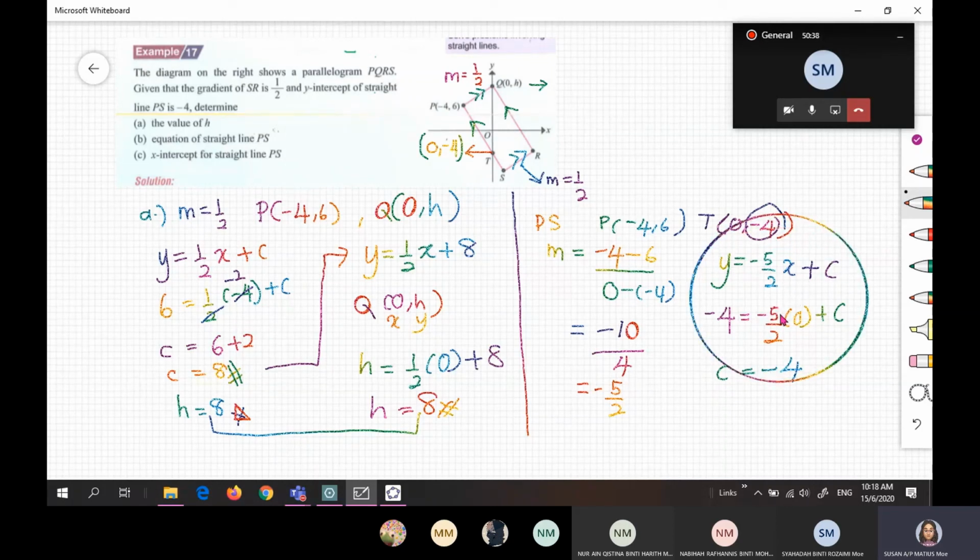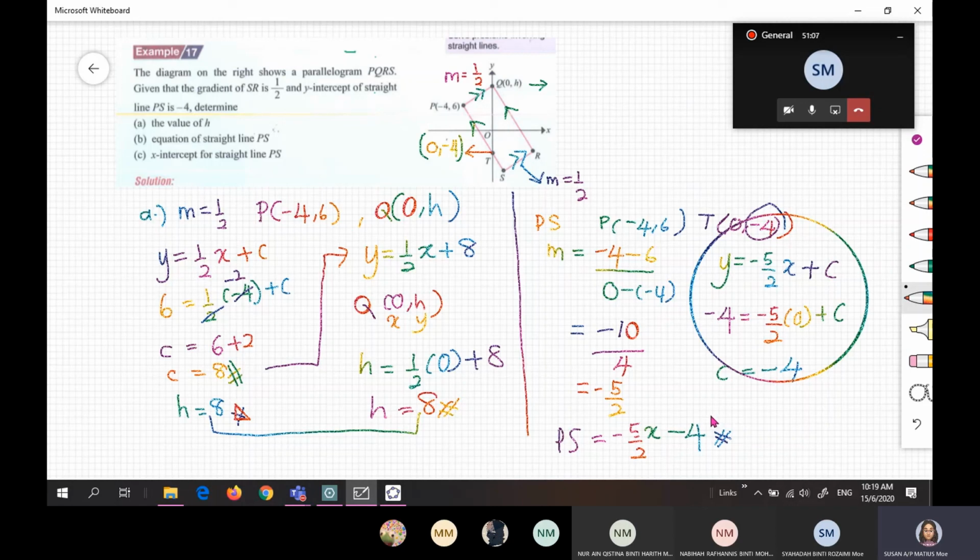If you do not do this method, you can still know that the equation for PS is equivalent to y equals negative 5 over 2 x subtract 4. So this is the equation. So guys, we have found the equation.